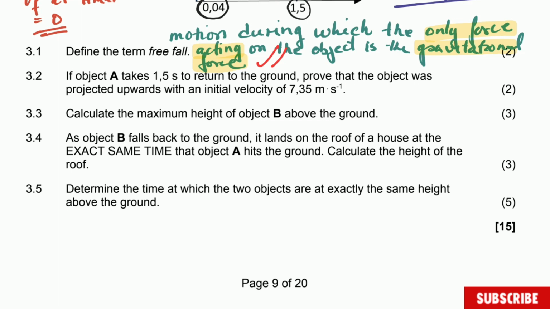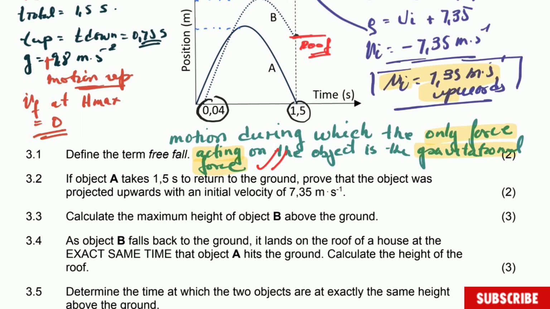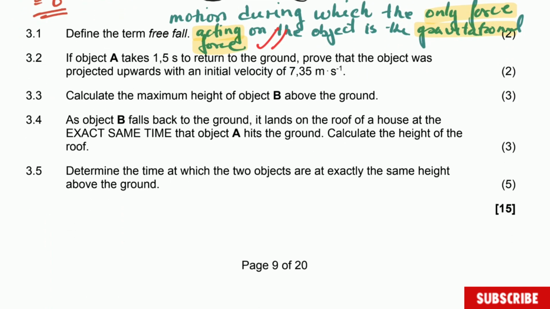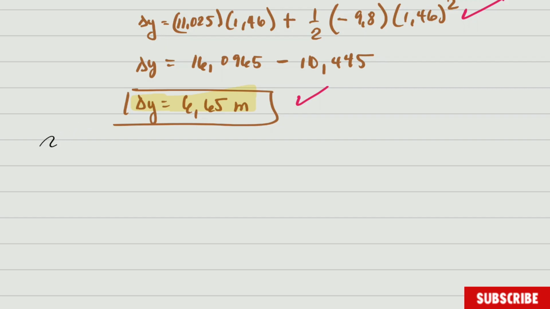Say determine the time at which the two objects are at exactly the same height above the ground. So they want to calculate the time when the objects are, let's say for instance, at this point here, where they are at the same height above the ground. At that specific point, the two objects are at the same height from the ground. That is what they want you to calculate here. Now this one is question 3.5, and it's a tiny little bit tricky.